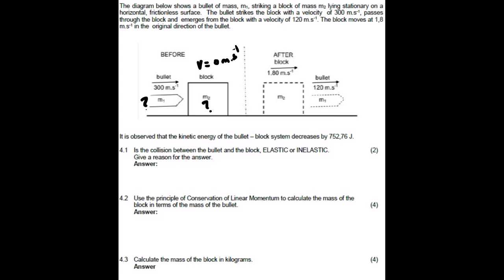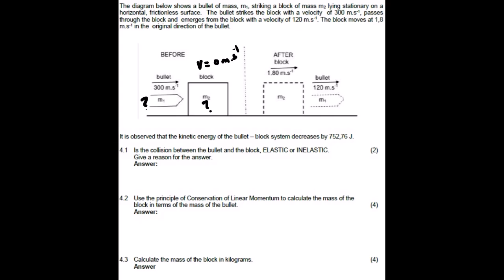So it's saying striking a block of mass m2 lying stationary on a horizontal frictionless surface. So there's no friction on the surface. The bullet strikes the block with a velocity of 300 meters per second. You can see the velocity. It passes through the block and emerges from the block with a velocity of 120 meters per second. So it gets in and out with this velocity. The block moves at 1.8 meters per second in the original direction of the bullet. So after collision, the block also moves.